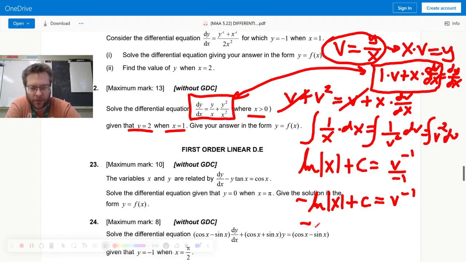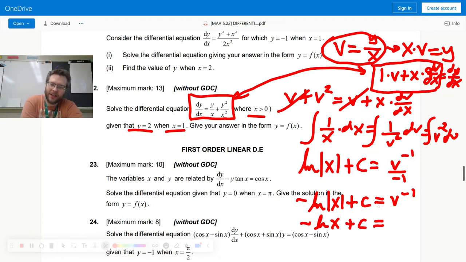So I'm going to do just one more step where I get back to being in terms of x and y. Remember that v is y over x, so v to the negative 1 is just x over y.